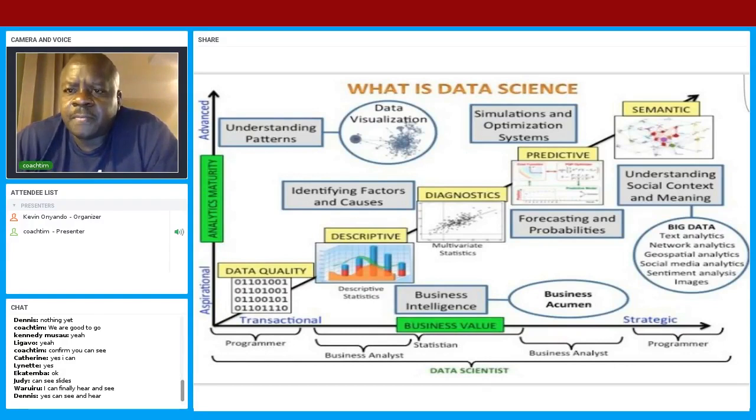Then the final layer is around the semantic. Semantic is understanding the social context and meaning. Actually, this is now the cap of everything. There's no need for you to predict something if you can't make a conclusion out of it. And Warren Buffett once said that the value of predicting a flood is building an ark. So this is what it means.